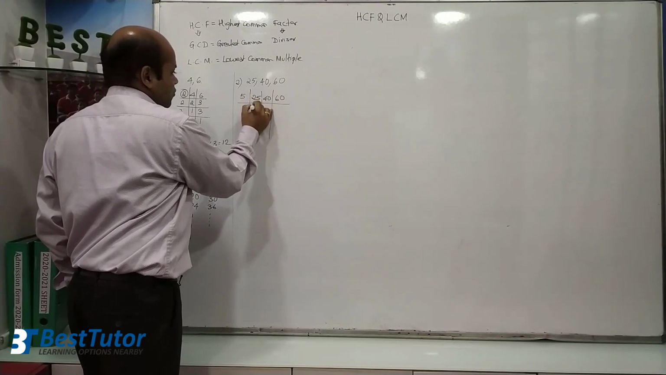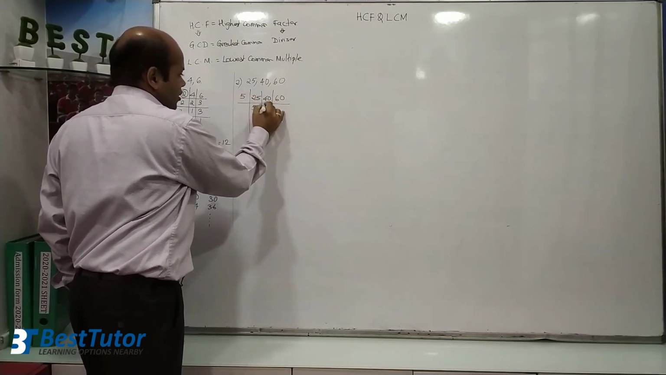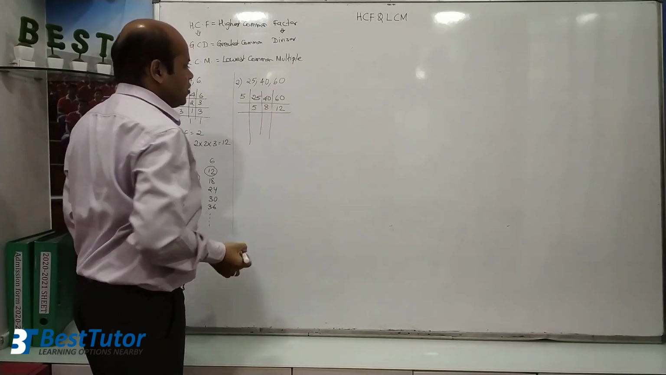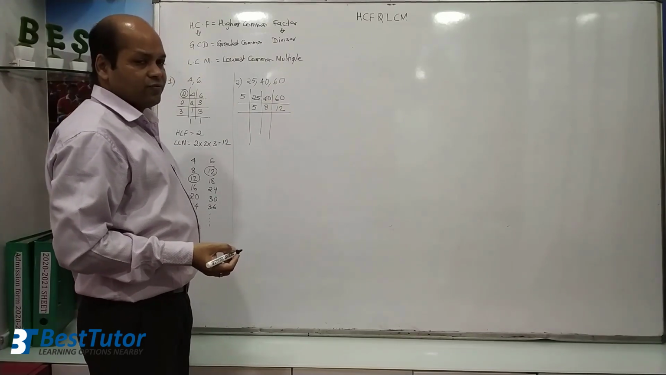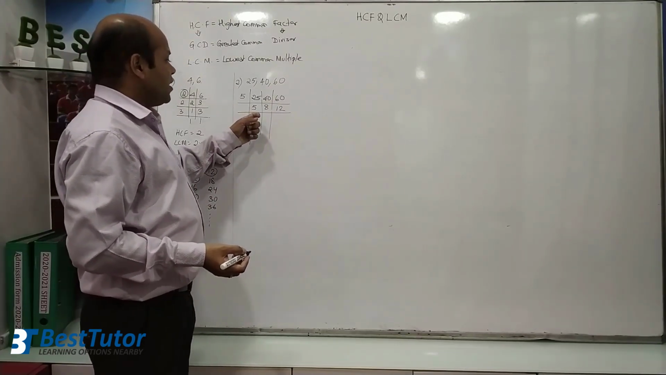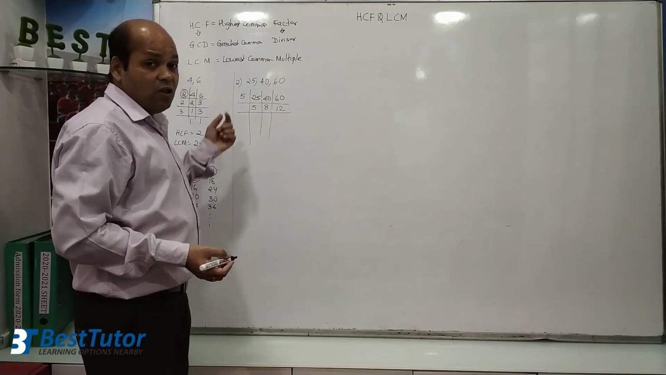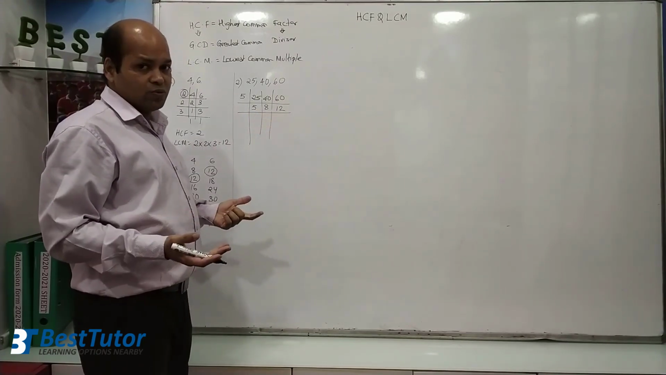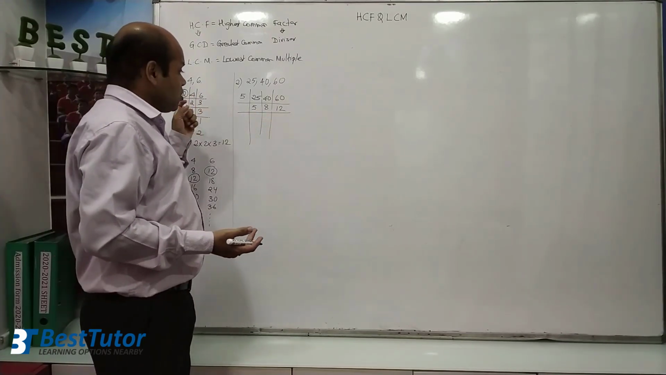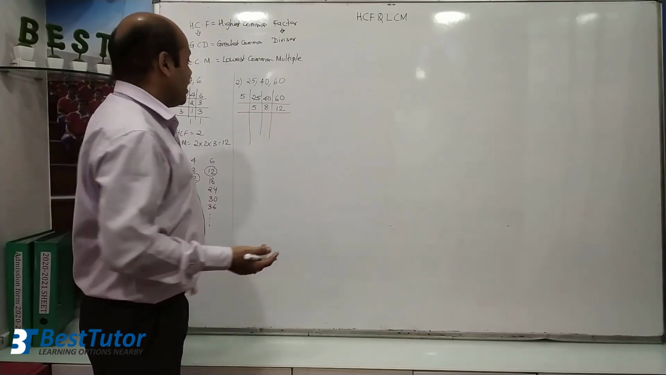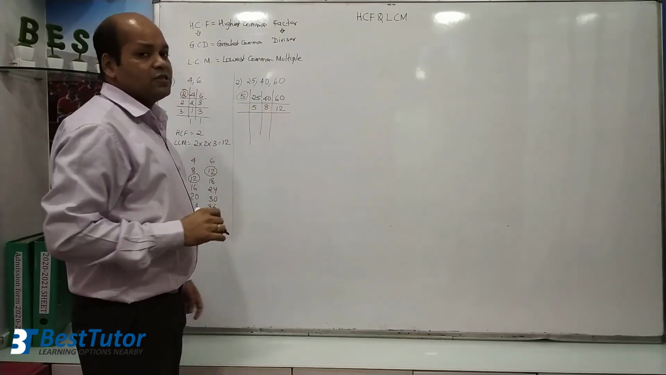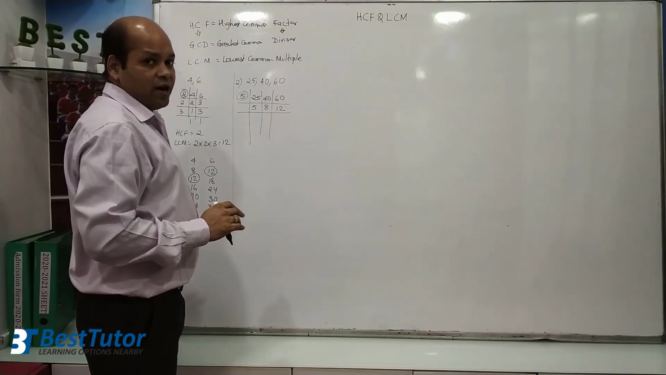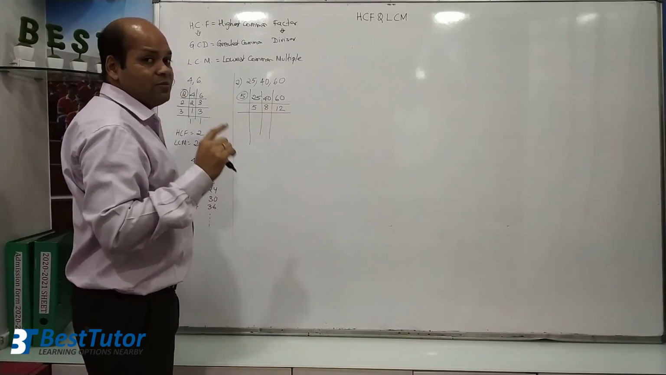5 5s are 25, 5 8s are 40, 5 12s are 60. So I got 5. Now, which number divides 5, 8 and 12, all three of them? Nothing. If I look at 8 and 12, both are divisible by 2, but not 5. So there is no common divisor for all three. Hence, we stop here. 5 is the HCF. But for LCM, I will not stop at 5, 8 and 12. Why? Because I see 8 and 12 both are divisible by 2.